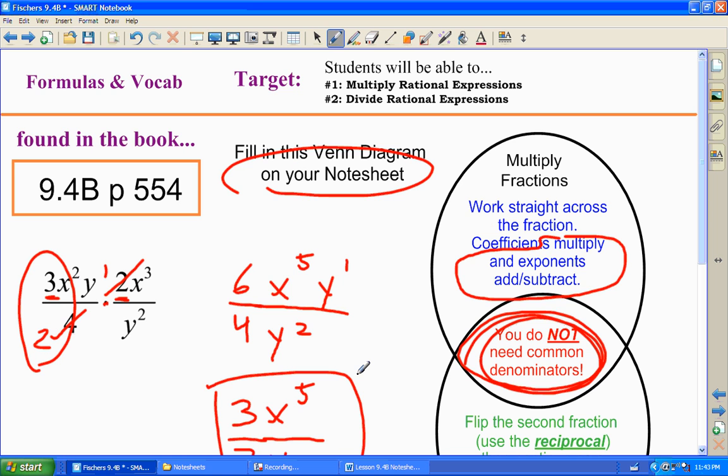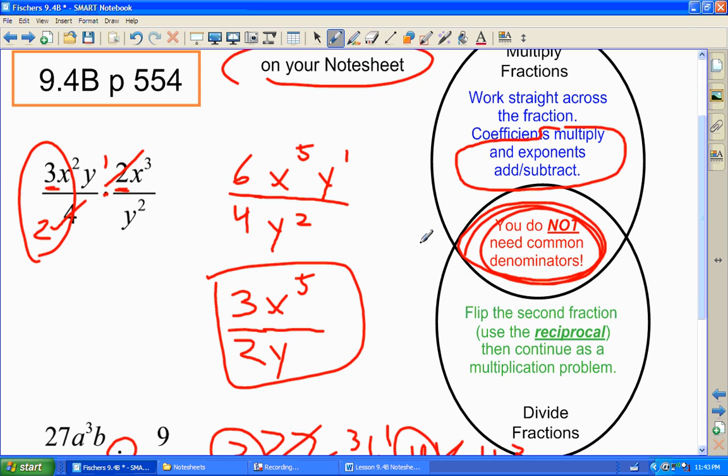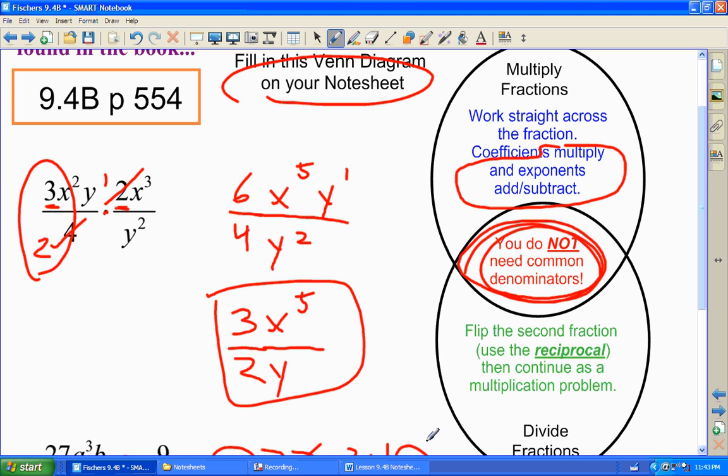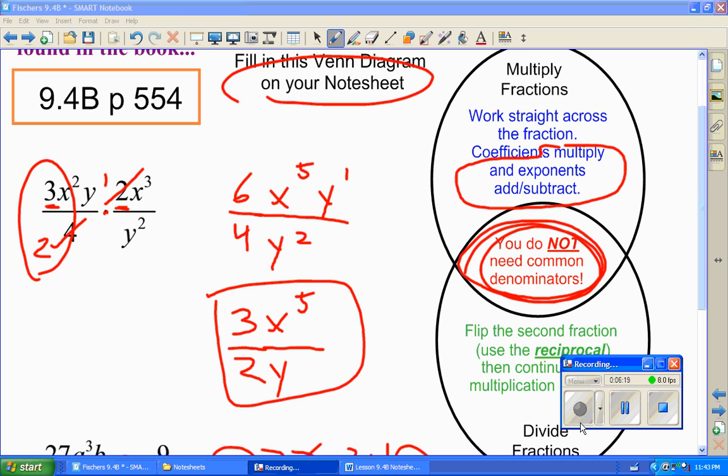Okay, so notice this Venn diagram. Take a minute here to finish that, and I'll pause for you here. And so you can take care of that. Make sure you get that Venn diagram filled in.